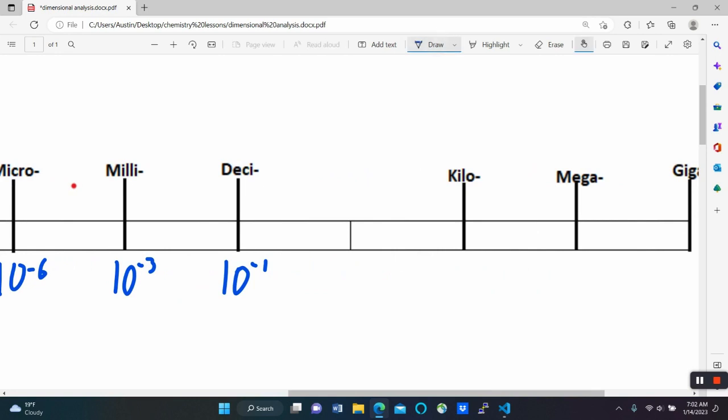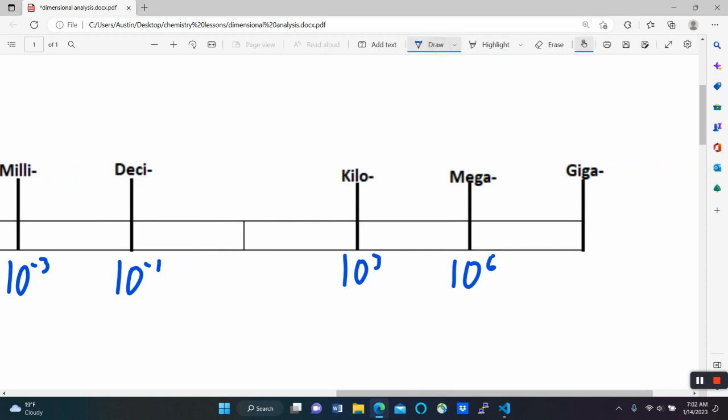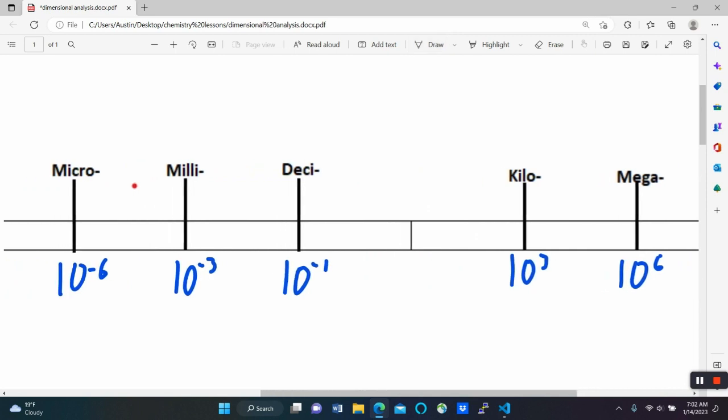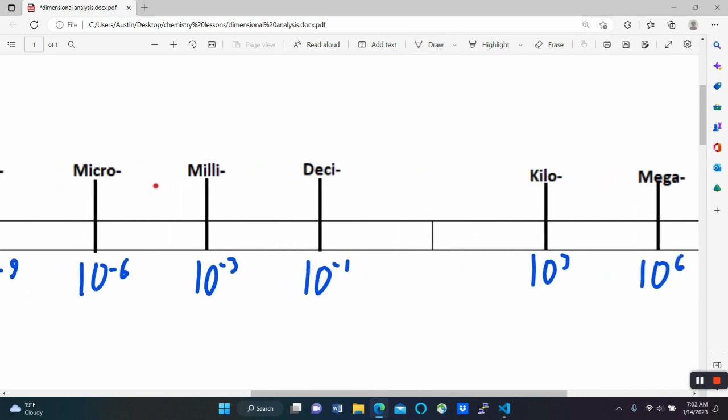Kilo corresponds to 10 to the 3rd. Mega corresponds to 10 to the 6th. And giga corresponds to 10 to the 9th. So not mentioned here is the unit prefix centa, which corresponds to 10 to the second, or negative second. I guess I'll add that right here.